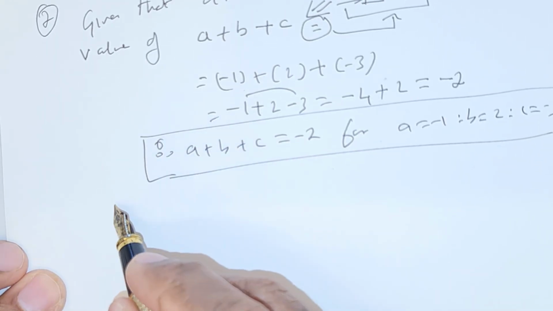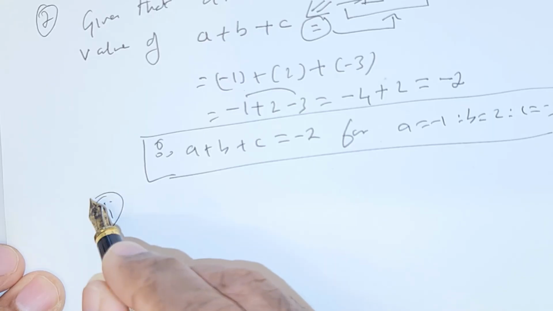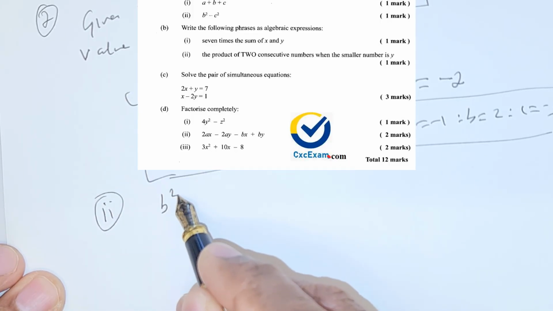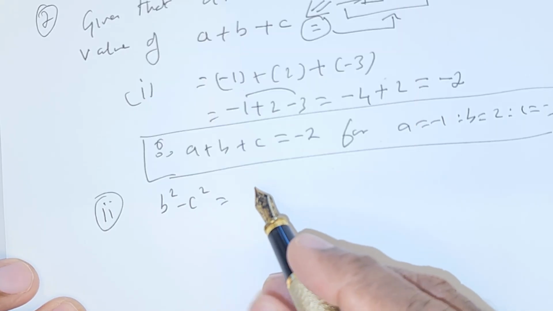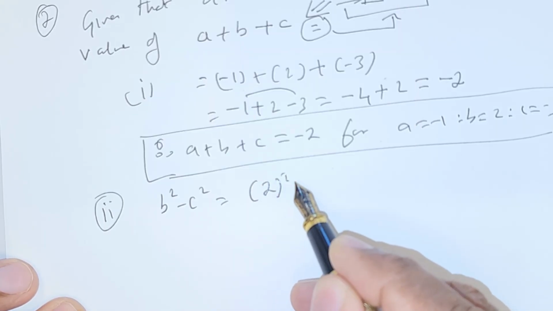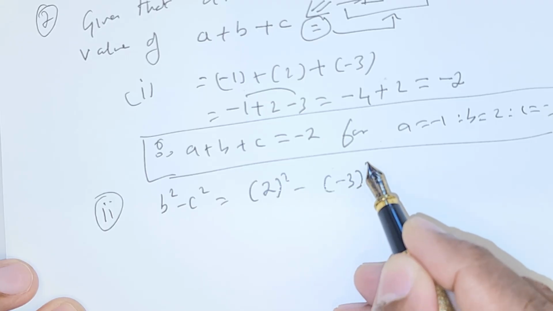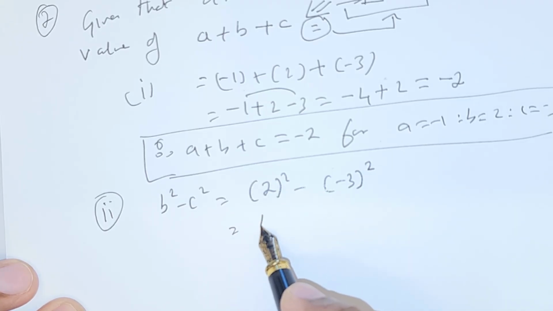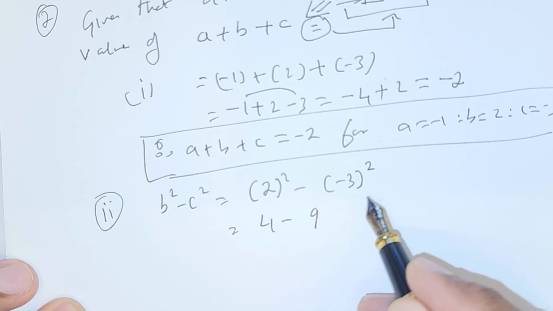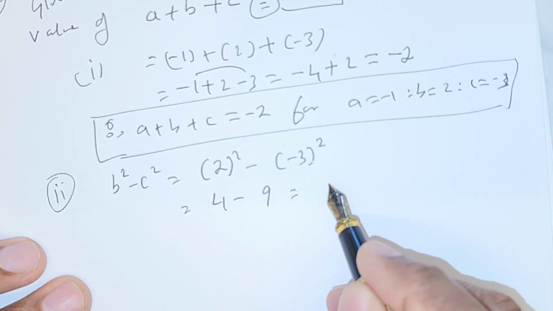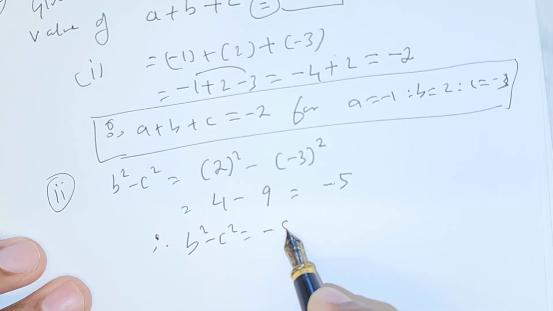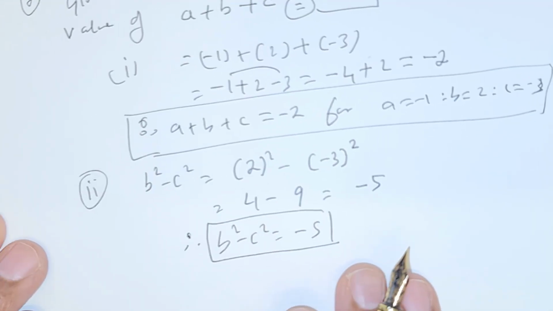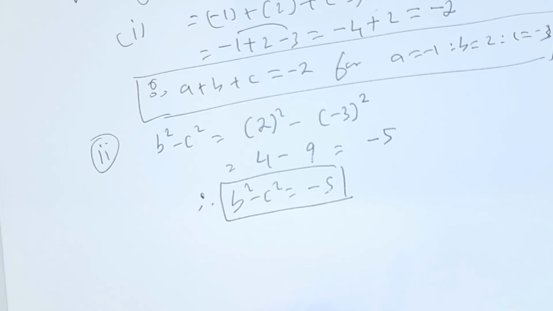Now next they are asking us, this is part 2, this is part 1, to evaluate b squared negative c squared. Now this is straightforward, just substitute the values. So b is 2 and c is -3. So you square this, you get 4, you square this, you get 9. So 4 negative 9 is -5. So therefore b squared negative c squared is -5. So you box the result. So that concludes the solution for this question.